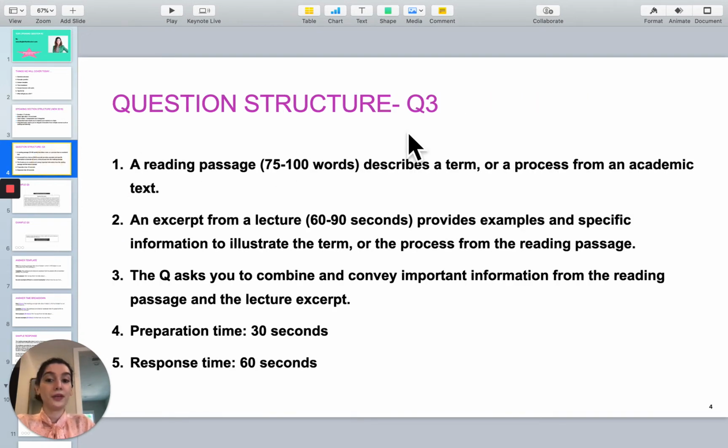In question number 3, you're given a reading passage which basically talks about a term or a concept, or it will explain a process, and it is usually from an academic text. Then you will listen to a lecture where a professor will explain that term or concept and give you examples. Now you're going to get your question and it will ask you to combine and convey important information from the reading passage and the lecture. You will be given 30 seconds to prepare and 60 seconds to respond.